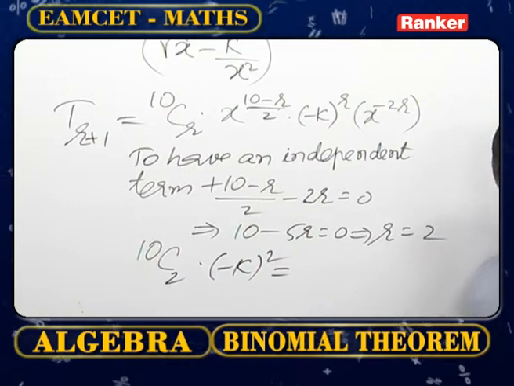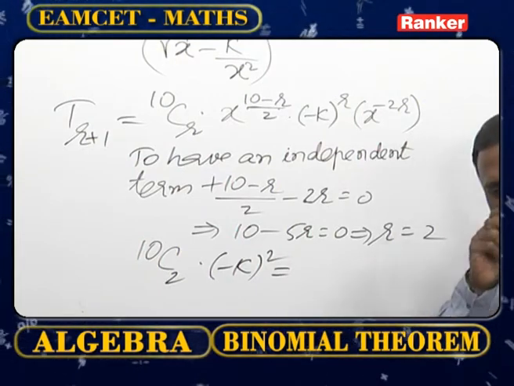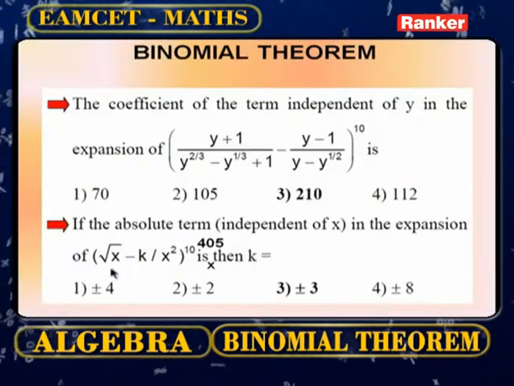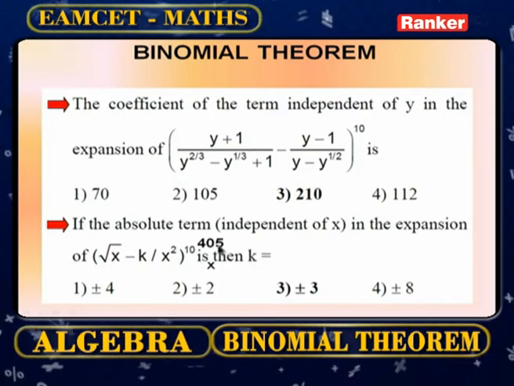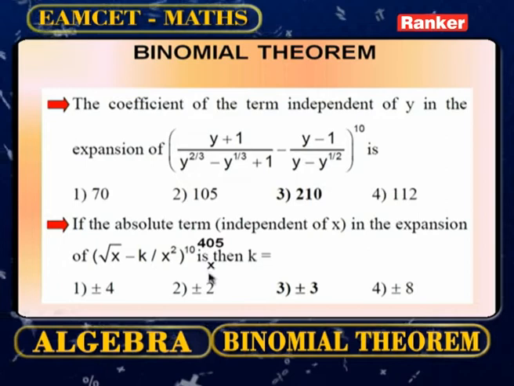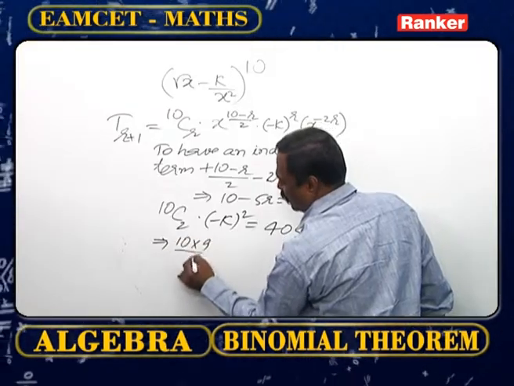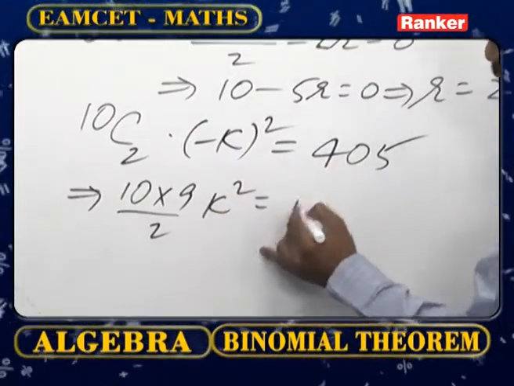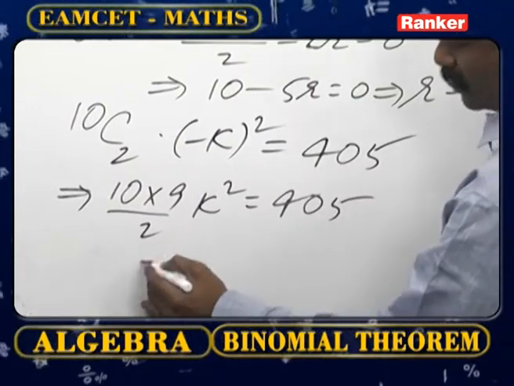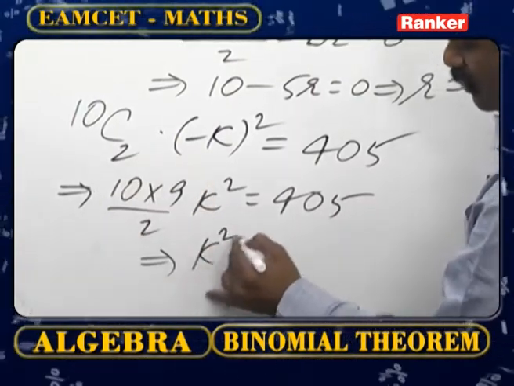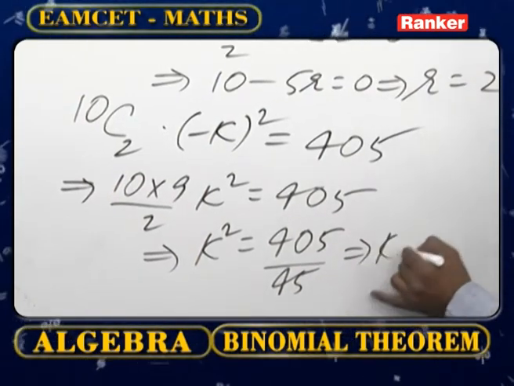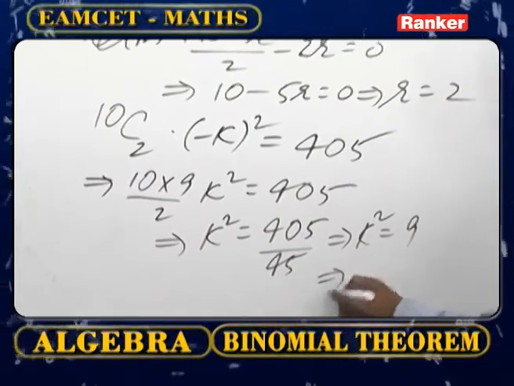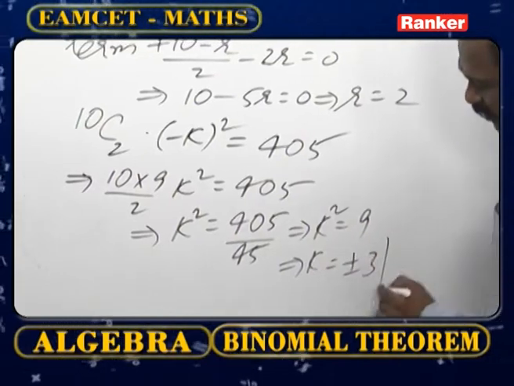This is the term independent of x. What is given there? Please go to the question. It is given to be 405. Now 10C2 is 10 into 9 upon 2, which is 45, into k square is equal to 405. So k square is equal to 405 upon 45, which is 9. So k is equal to plus or minus 3.